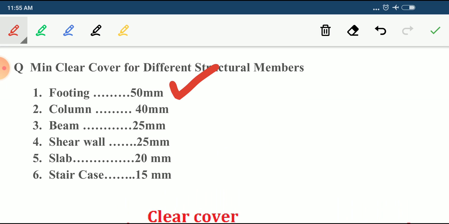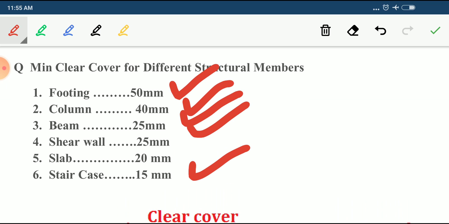That will be 50 mm. For column 40 mm, for beam 25 mm. Okay, you can put 25 to 30 mm. For shear wall 25 mm, for slab 20 mm, and for staircase 15 mm. This much cover should be provided for the different structural members.